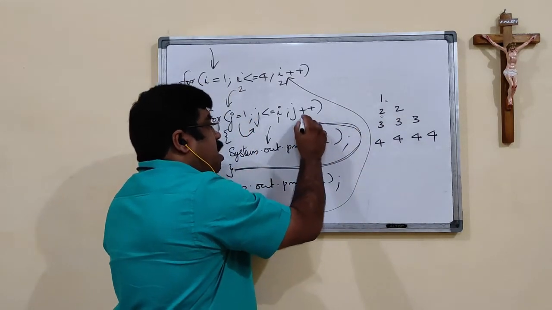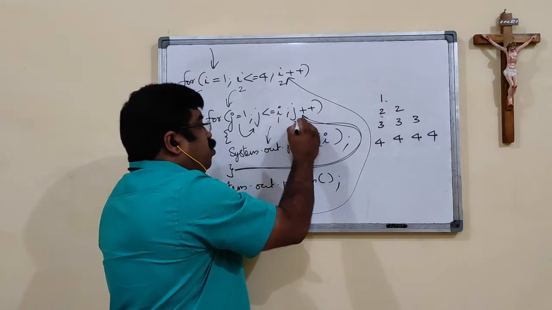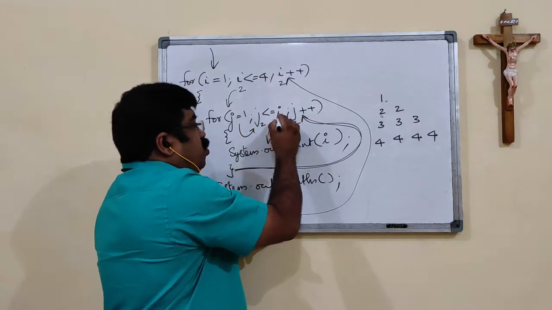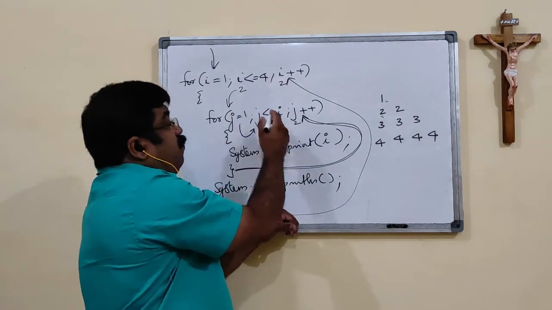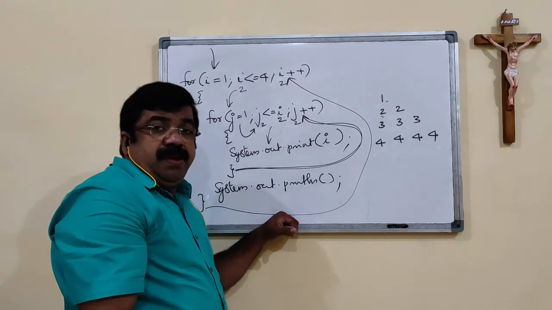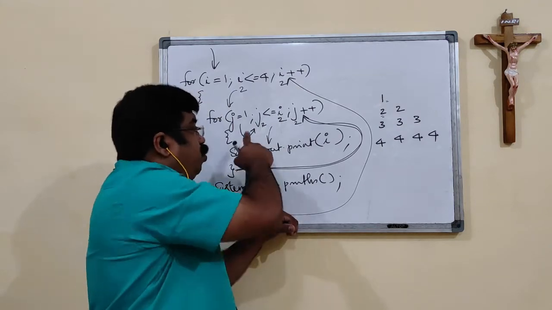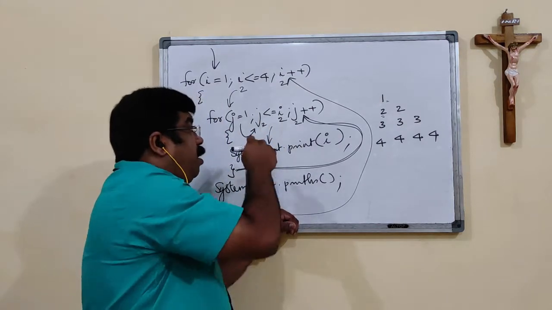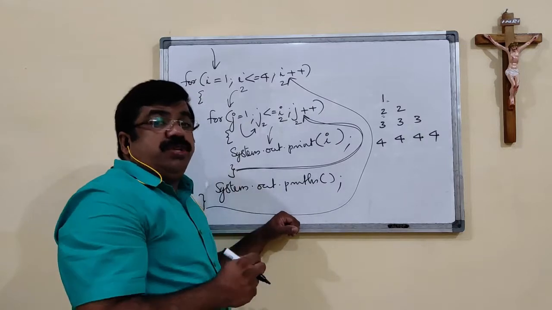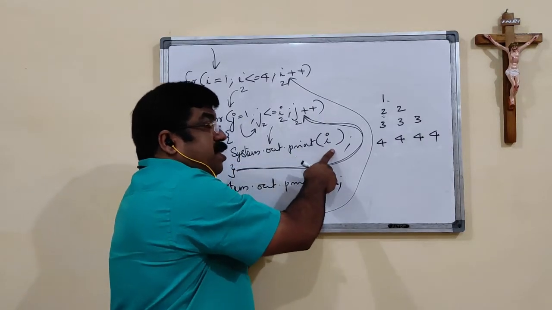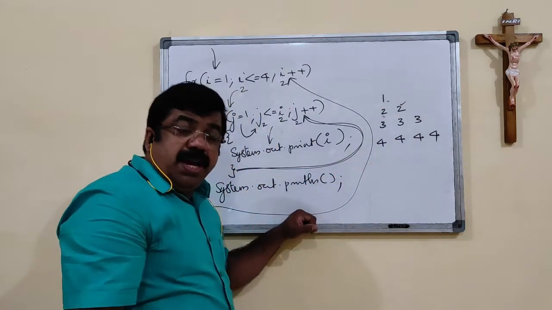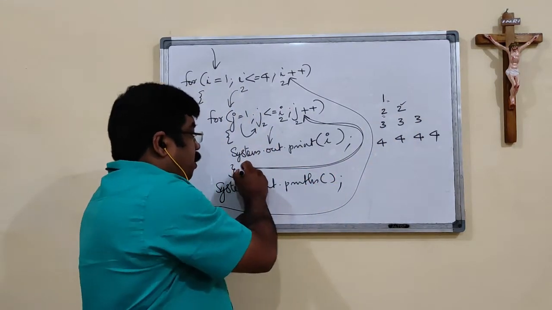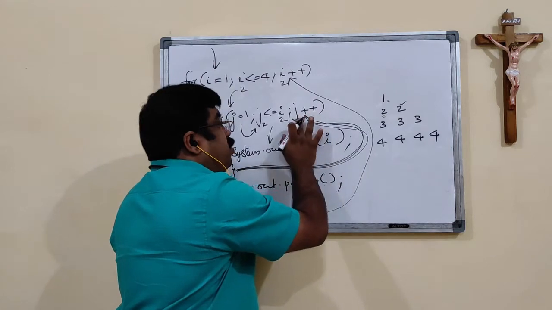Again j is getting updated. j became 2. Checking the condition: 2 less than the value of i. i is 2. 2 less than 2 is false, but 2 is equal to 2 is true. Again it is printing i. The value of i, 2, is getting printed. You can see it is going for the iteration.